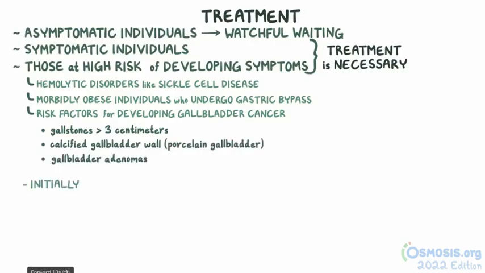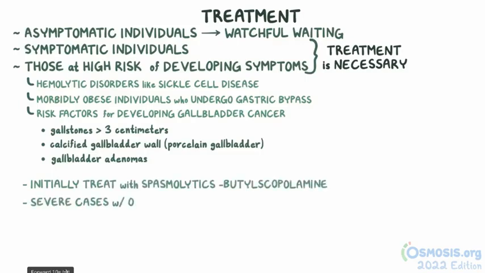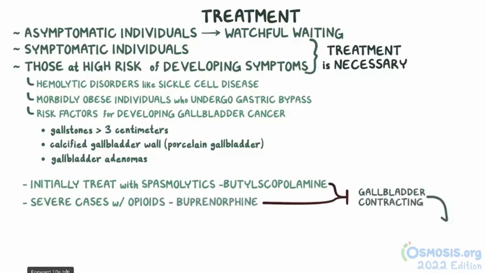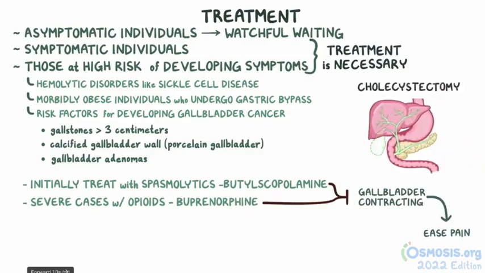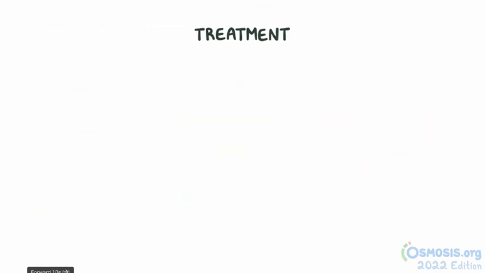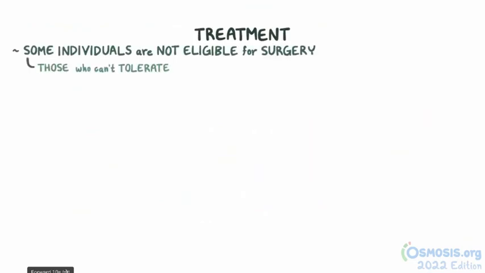Initially, gallstone disease is treated with spasmolytics, like butylscopolamine, or in severe cases, with opioids, like buprenorphine, to stop the gallbladder from contracting in order to ease the pain. After that, a cholecystectomy, which is surgical removal of the gallbladder, can be done. Cholecystectomy is curative, meaning that once it's done, no further medication is needed. However, some individuals are not eligible for surgery, like those who can't tolerate anesthesia.